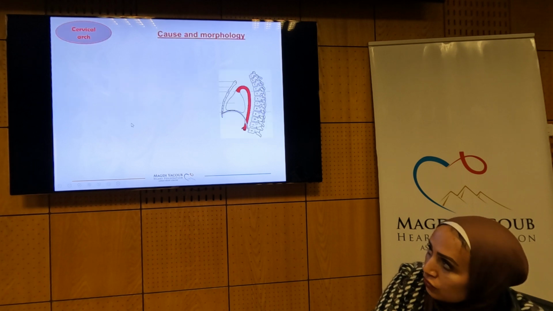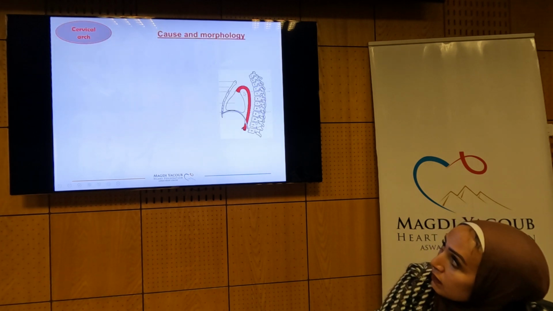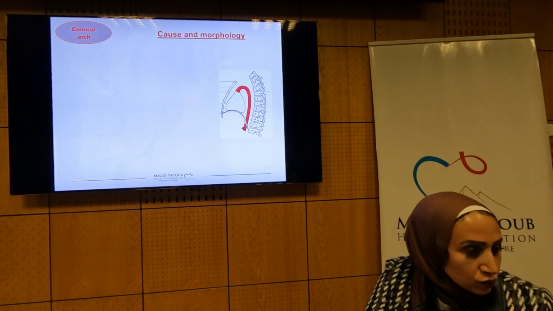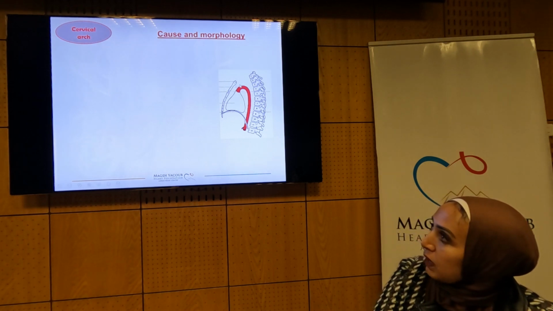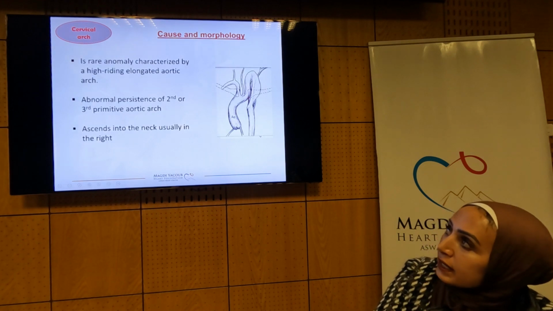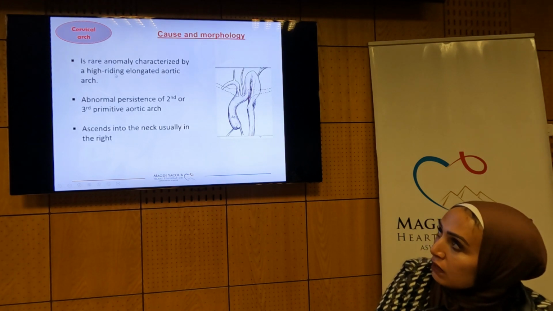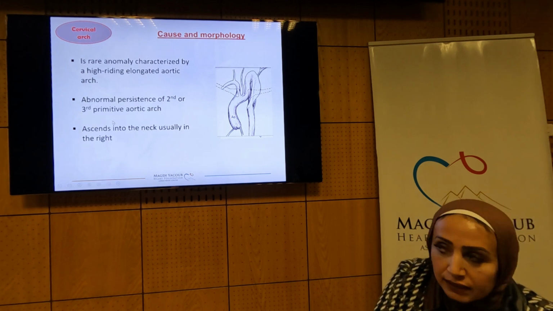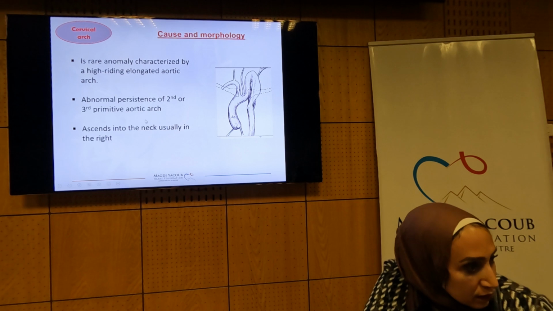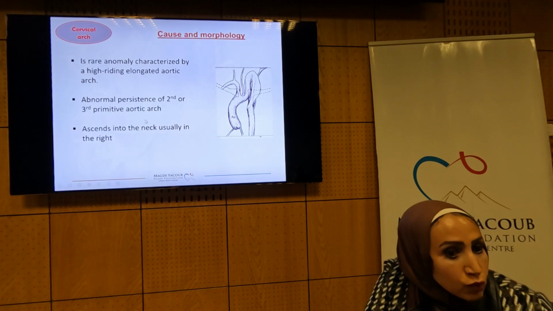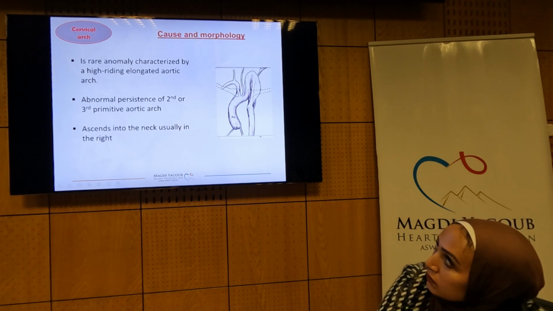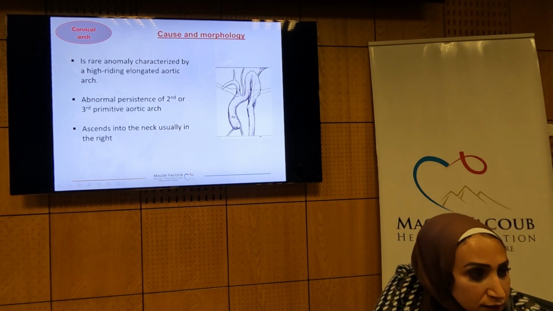Okay, cervical aortic arch. The normal position of the aortic arch is behind the sternum, not above it. So actually it is here behind the sternum. It is a rare anomaly characterized by a high riding elongated aortic arch, abnormal persistence of the second and third primitive aortic arch. You remember that the second aortic arch, the primitive one, ascends in the neck usually to the right. So this is actually the clavicle of the patient, and you will find here the aortic arch.